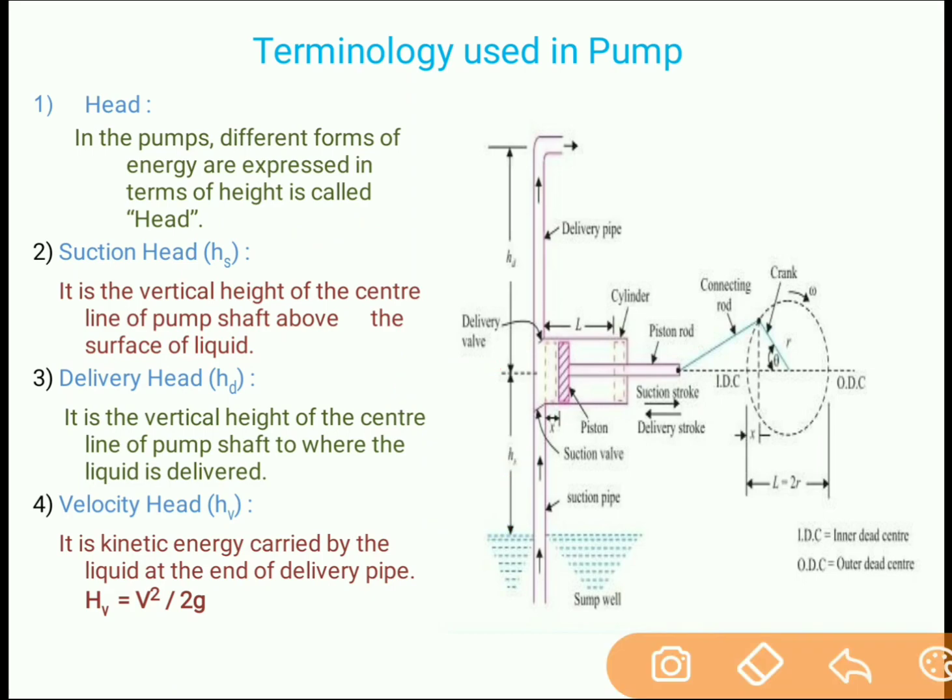Next is delivery head. It is the vertical height of the center line of the pump to where the liquid is to be delivered. Now the liquid gets pressurized in the pump and it will get delivered to the delivery pipe. So this height difference is considered as delivery head. Velocity head. It is the kinetic energy carried by the liquid at the end of the delivery pipe. Now if you get liquid at the end of the delivery pipe, this liquid will have a certain velocity, let's say V. Corresponding to that velocity, the energy of the liquid can be expressed in terms of the velocity head, that is V square by 2g.